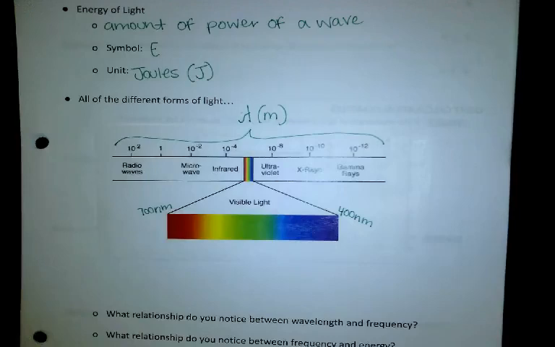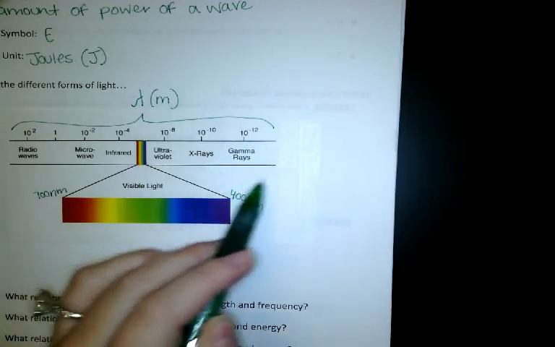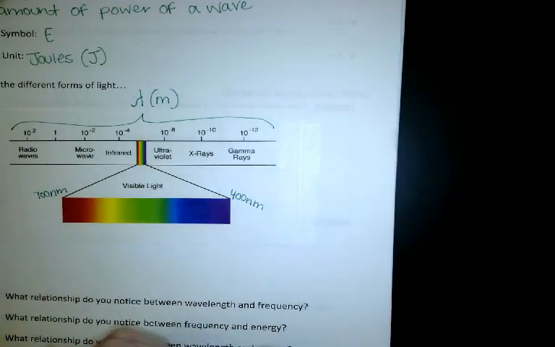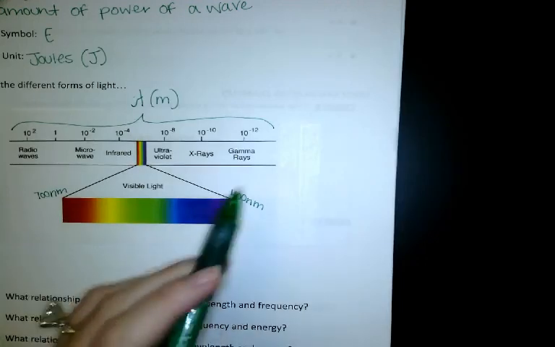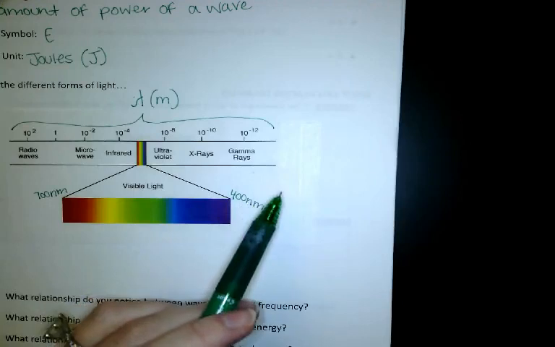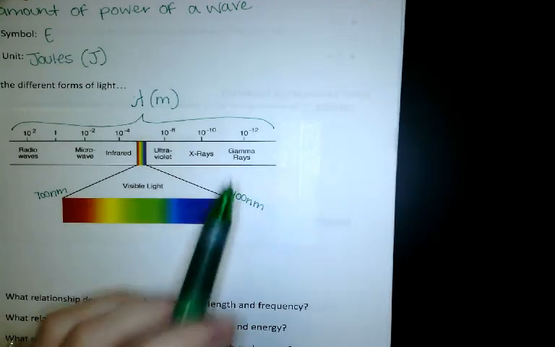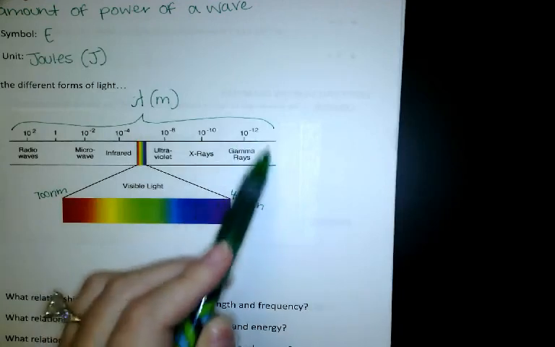And then we have gamma rays, okay? Gamma radiation. We talked about gamma radiation when we were talking about nuclear reactions. Gamma radiation is incredibly harmful. It causes cancer. It does not cause you to become the Hulk, so don't even try it. So gamma radiation is the most harmful.